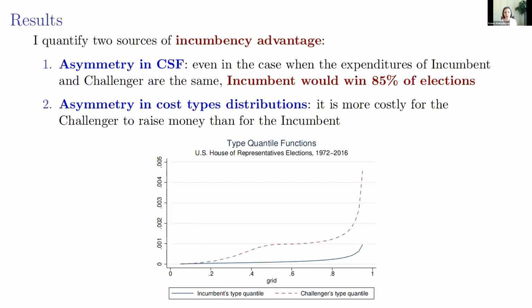And the second advantage is due to asymmetry in cost types distributions. The challenger's distribution first order stochastically dominates the incumbent's one, which means that it is more costly for the challenger to raise money than it is for the incumbent.